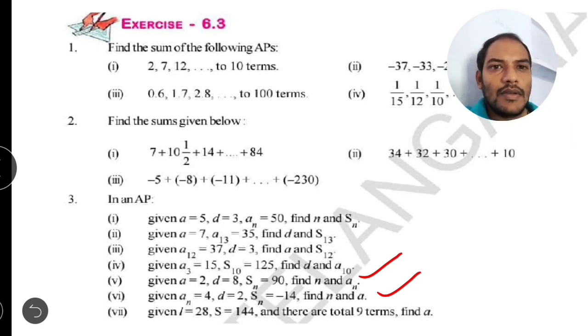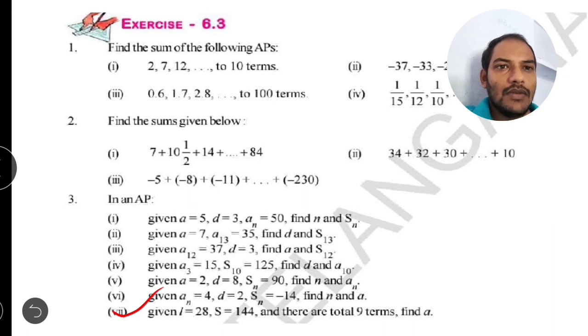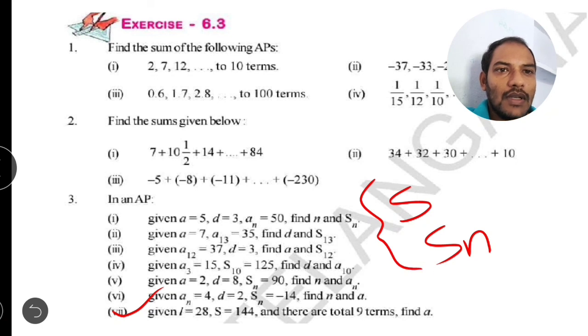Let's do the seventh question. Given L equals 28, L means last term, S equals 144, S is nothing but Sn. So here S or Sn, both are the same. So 144, and there are a total of 9 terms. So total 9 terms means N equals 9. Find the A value. So very simple.